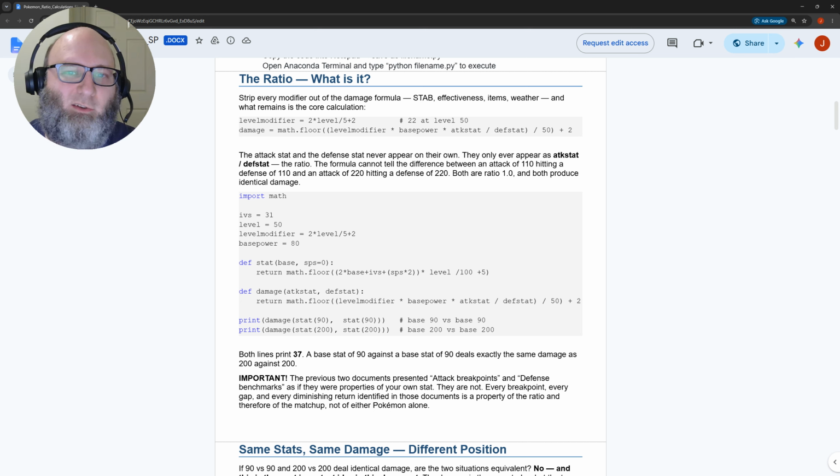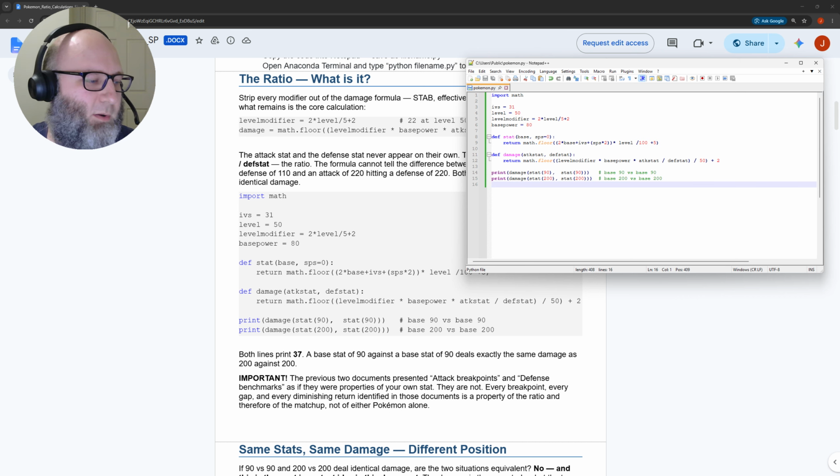The formula cannot tell the difference between an attack of 110 hitting a defense of 110 and an attack of 220 hitting a defense of 220. Both are ratio 1 and both produce identical damage. And you can see this in this Python code here. So you can see we're calculating the stat, we're calculating the damage, and the damage between these two, 90 versus 90 and 200 versus 200.